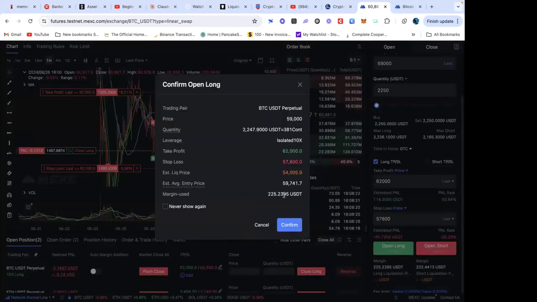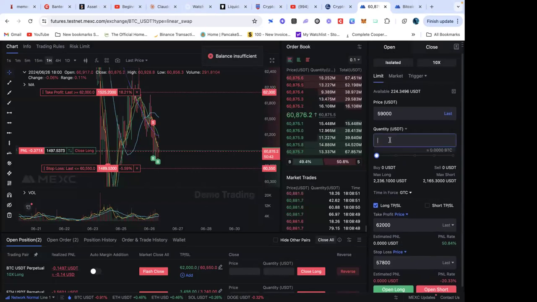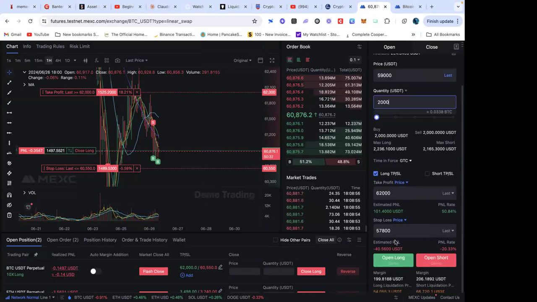What happened here? So we've got a price of 59 for our second buy with the rest of our capital, which is 2247 at 10x. Estimated liquidation is 54,000. So if we get a wick into 54, that would wick us out, and that's where everyone gets hurt all the time on those liquidation events. Stop loss 57,800. Confirm. Balance insufficient. Okay, that's the problem. So we're gonna have to do less. So let's do a $2,000 position and do the same thing.